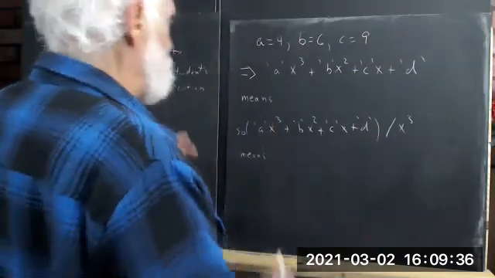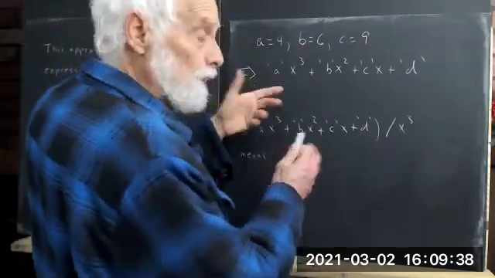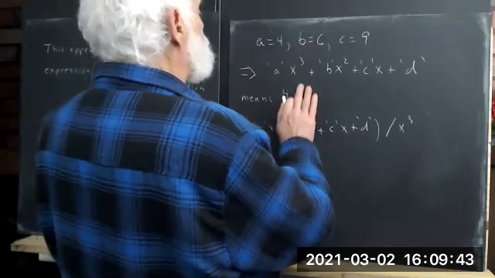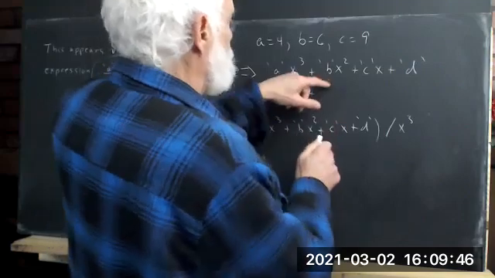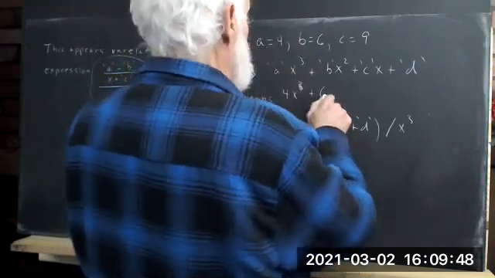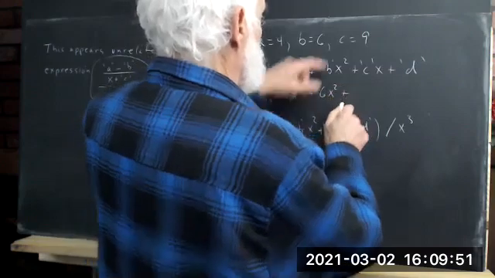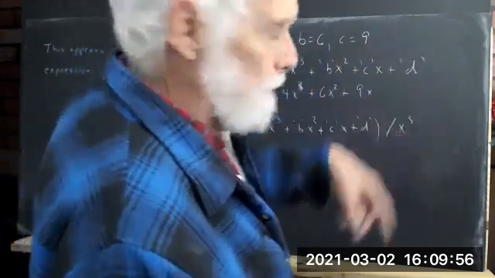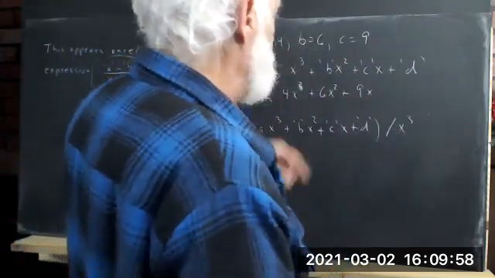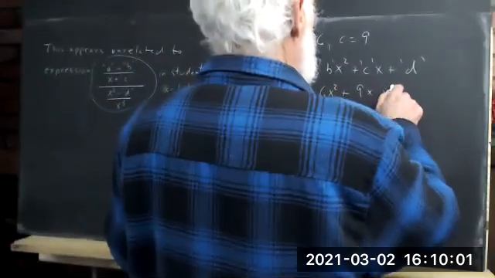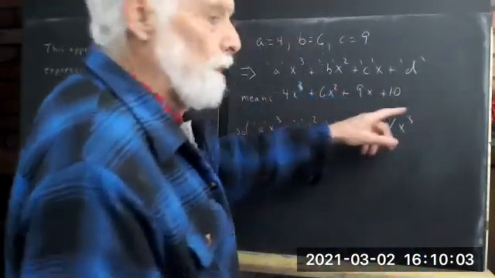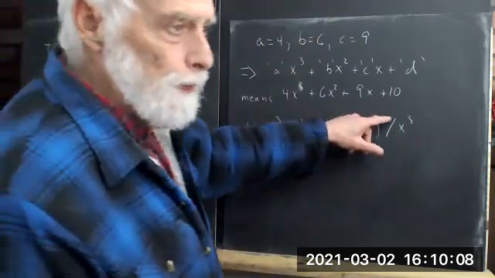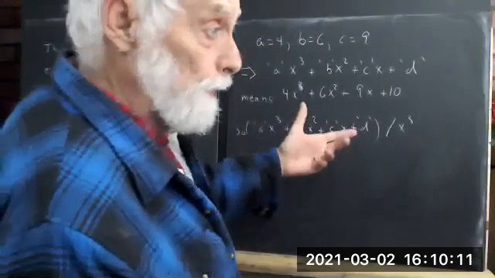It means a stands for the number, so it'd be 4x cubed plus 6x squared plus 9x. And then d in our scheme is a plus b. And I believe everybody understands that, so that's easy to find. Okay, so what is this? This is a polynomial of degree 3.